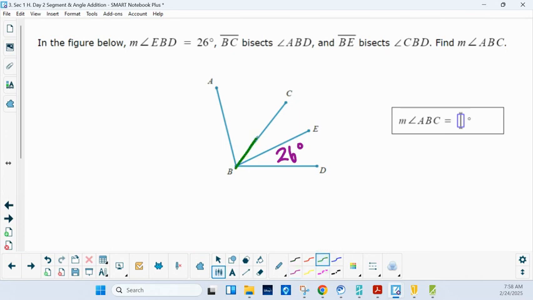So we're looking at segment BC. It's splitting angle ABD, so the whole thing. So we've got this piece the same size as that whole piece from CBD. ABC and CBD are going to be the same because BC cuts it in half. But also, BE bisects angle CBD, the one on the right. And all we know right now is angle EBD is 26. All right, Joey, what else can we do right now? What else do we know?